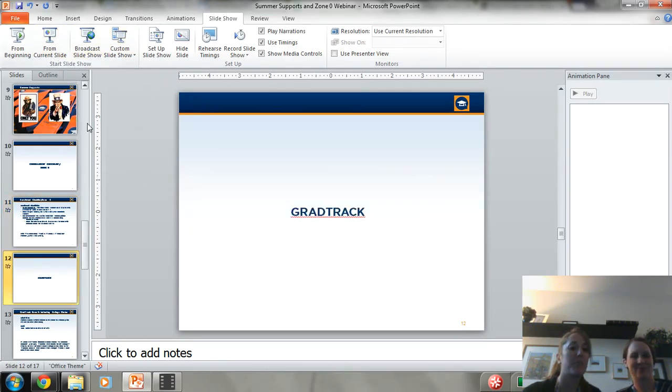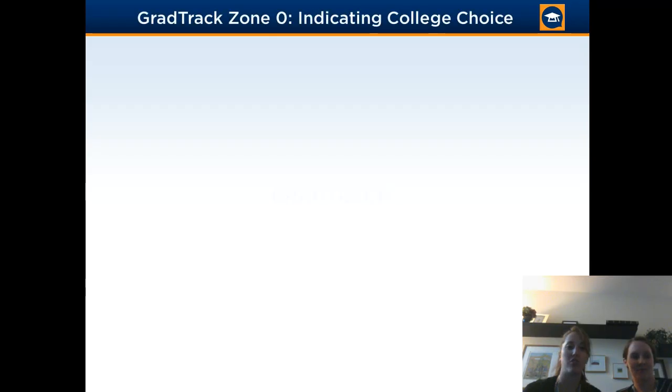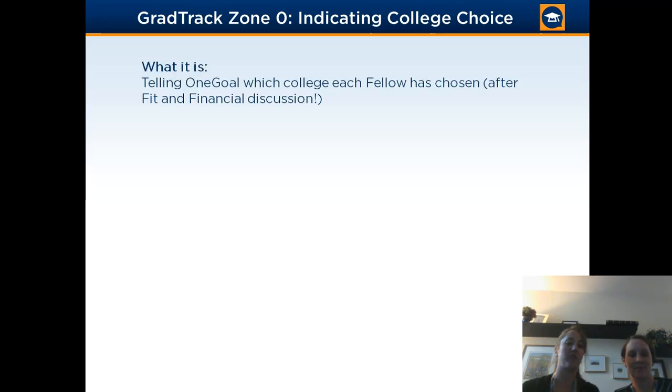So the second piece is GradTrack. So how do I take this enrollment checklist and then put it into GradTrack like I'll be doing throughout Y3 in each zone? We're going to show you. So for Zone 0, the first thing you'll have to do is indicate each fellow's choice of college. So this is how you officially communicate to One Goal what college your fellow has chosen after you've had the fit and financial discussion with their family.